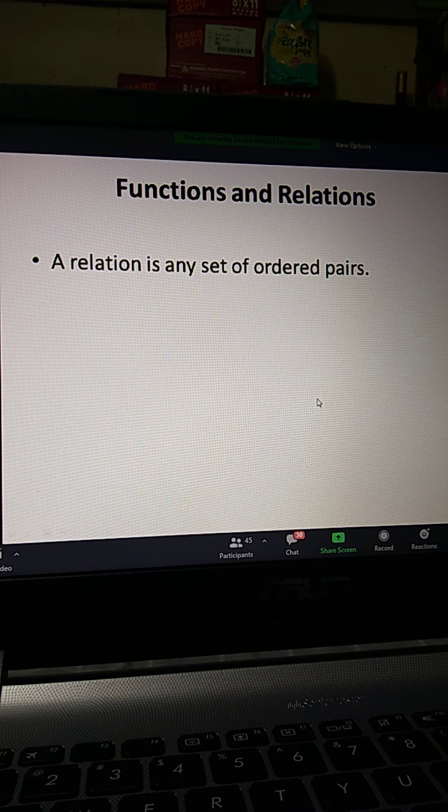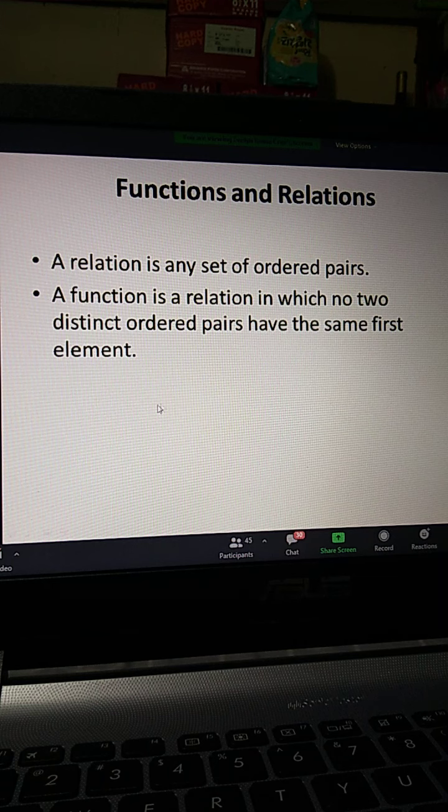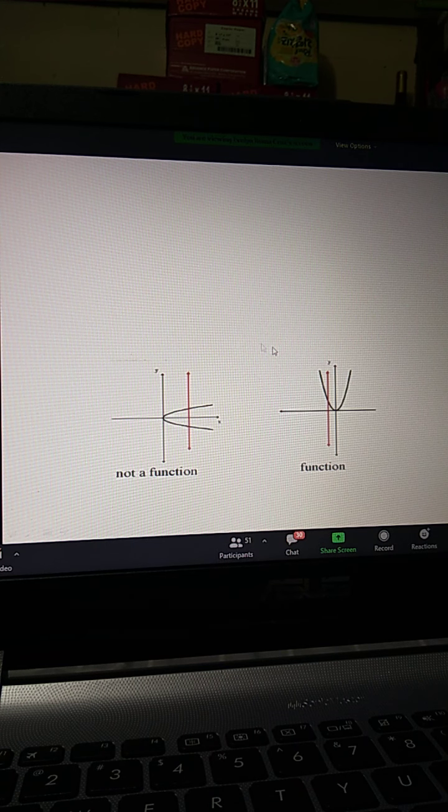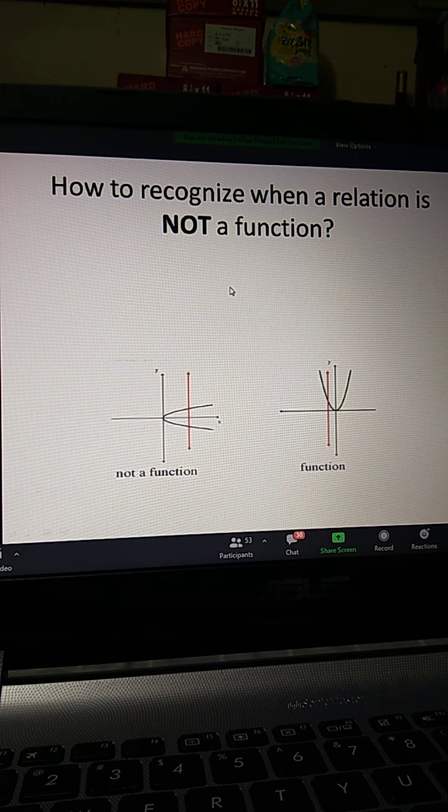So, now let's have functions and relations. A relation is any set of ordered pairs. A function is a relation in which no two distinct ordered pairs have the same first element. So, how to recognize that a given relation is not a function?